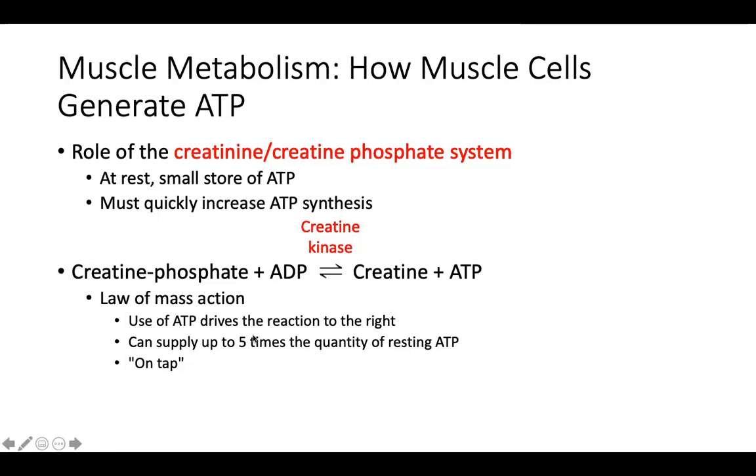Now, this can only provide a small amount of ATP, but it is enough to sustain 5 times the quantity of resting muscle. So it's not going to be enough to jog a mile or to do really strenuous activity, but it can do 5 times what the muscle needs for its state at rest, which is just enough to get it going while other processes are getting warmed up.